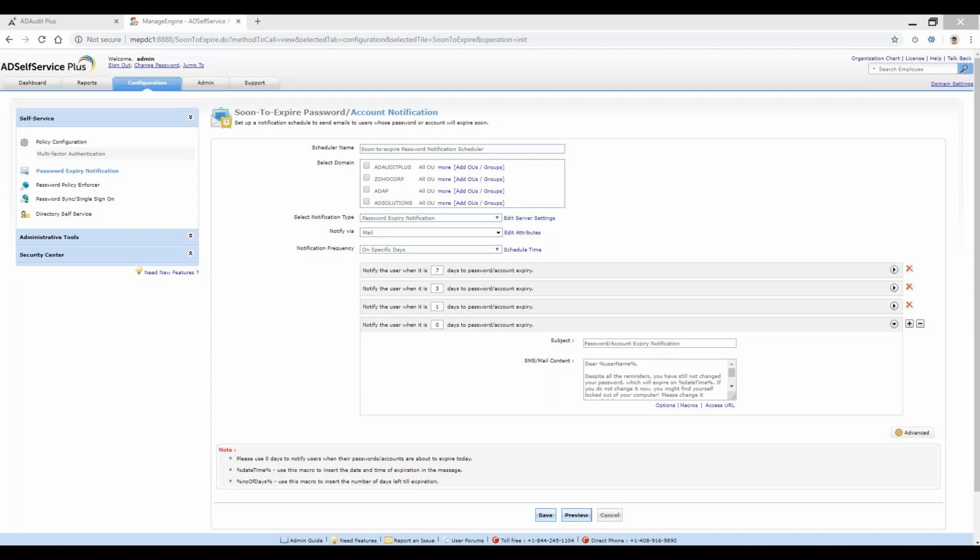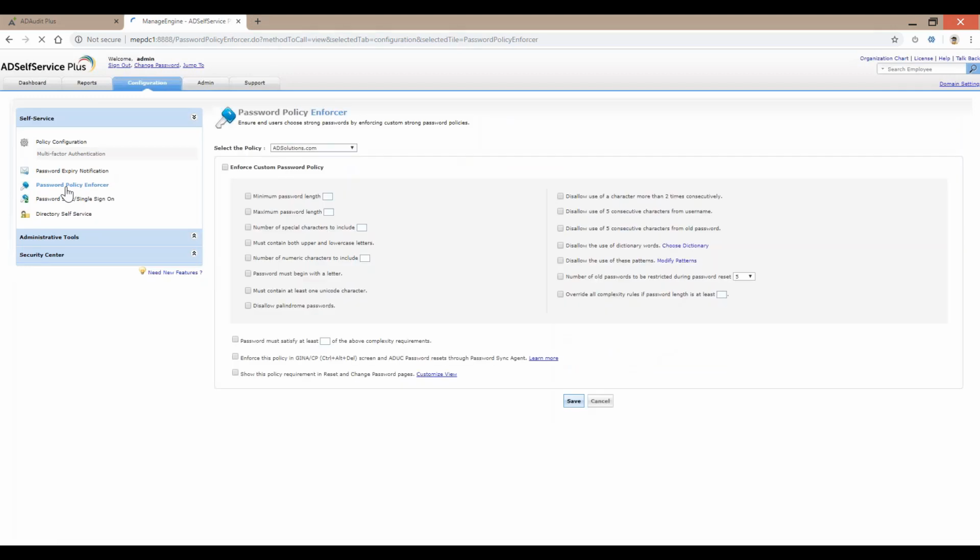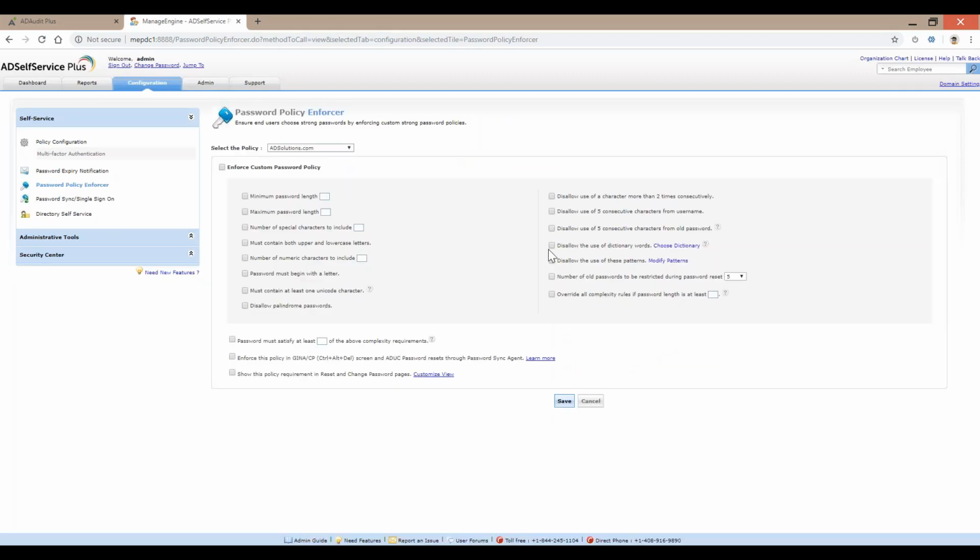So how do you enforce strength right there? How do we tackle the problem at source? So you would be able to use the password policy enforcer and strengthen the existing password policies by not allowing them to use dictionary words.